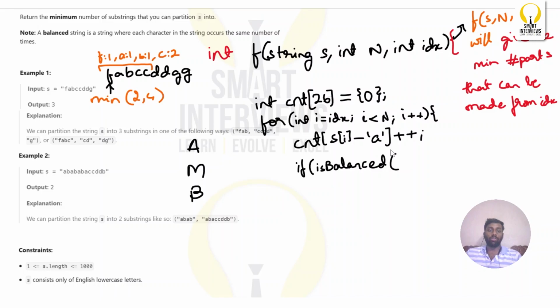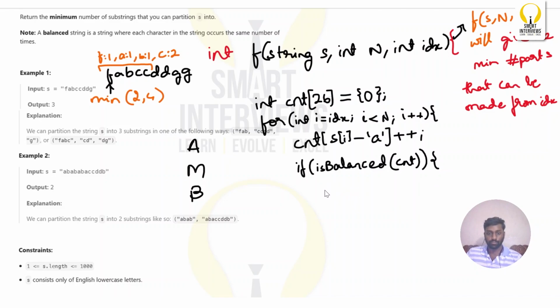I keep track of how many characters are occurring in the count array, and the count array is what is going to decide if my string is balanced or not. So I only pass in my count array and ask if it is balanced, that is, if the current string partitioning is balanced or not. Now if it is balanced, then I can partition from here.